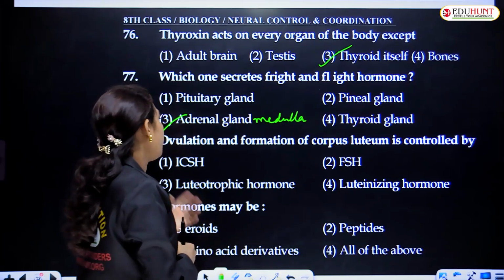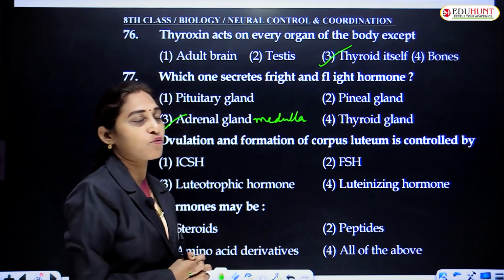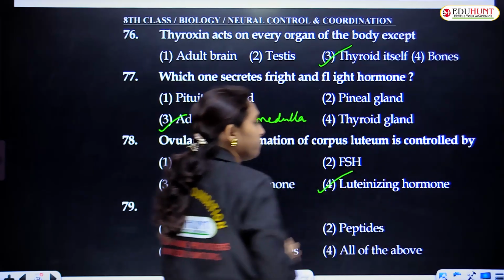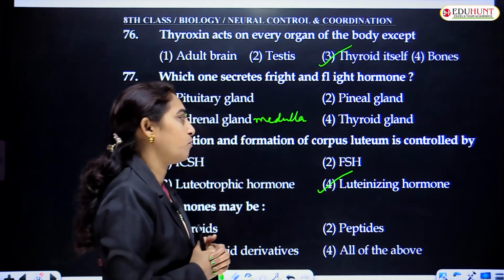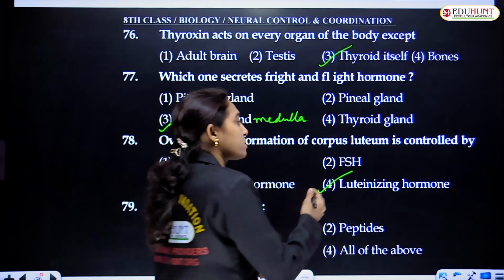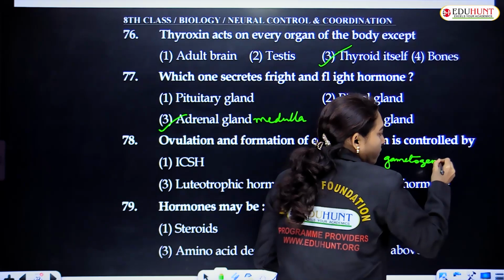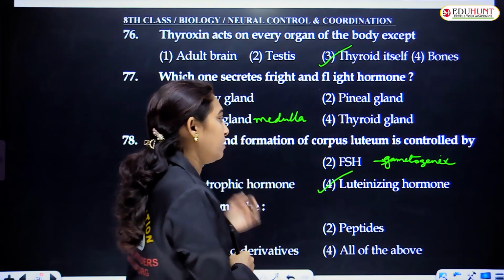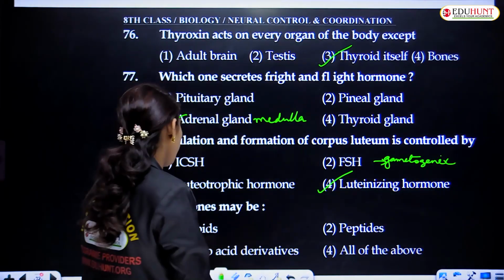Triple F hormone. Ovulation and formation of corpus luteum is controlled by luteinizing hormone. There is a confusion between follicle stimulating hormone and luteinizing hormone. Follicle stimulating hormone is a gametogenic hormone. It causes formation of gametes, but luteinizing hormone causes the ovulation, that is maturity of the gametes.